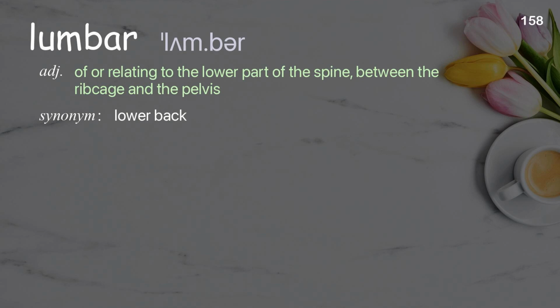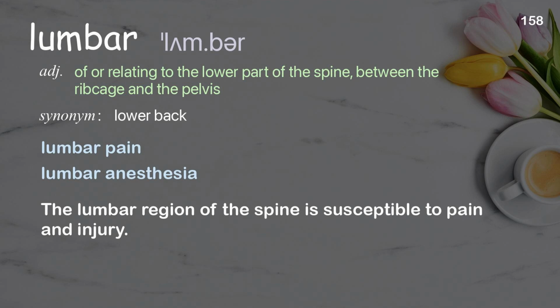Lumbar. Of or relating to the lower part of the spine, between the rib cage and the pelvis. Examples: Lumbar pain. Lumbar anesthesia. The lumbar region of the spine is susceptible to pain and injury.